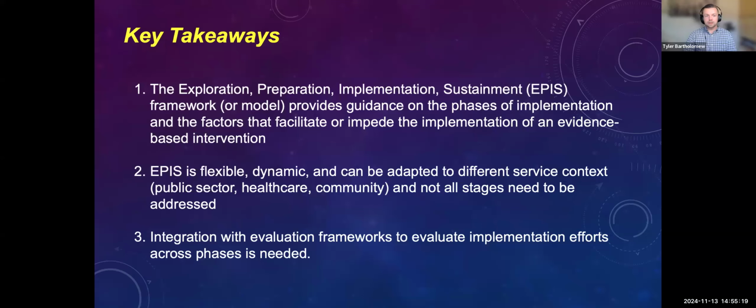And then finally, integration of evaluation frameworks to evaluate implementation efforts across these phases is still needed. So we still need to think through RE-AIM. We still need to think through Proctor's outcomes when we think about what we're measuring, or implementation outcomes. EPIS does not provide that. It is not an all-inclusive, one-stop-shop framework where you're going to get a determinant framework plus a process model plus an evaluation framework. And so mixing and matching is really cool and keen.